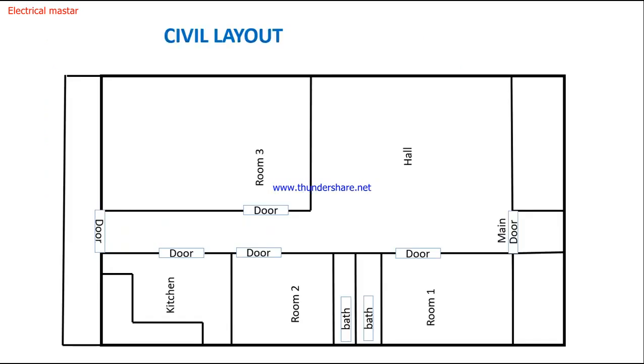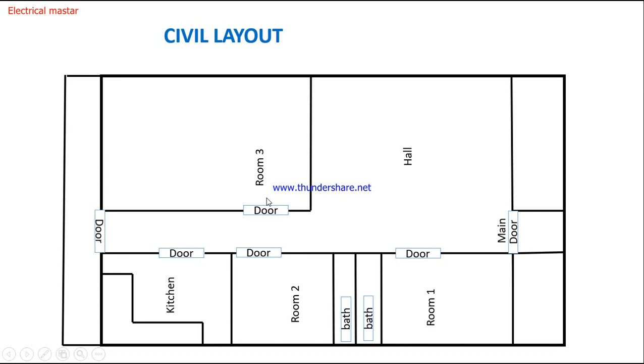First we need the civil layout. So see here, this is a general civil layout of the home. This is the main entrance and this is the exit, and these are rooms 1, 2, and 3, this is the kitchen, and this is the hall, and here the main door, and this is a room door, and kitchen door, and this is the kitchen unit. So like this, they give the civil layout plan.